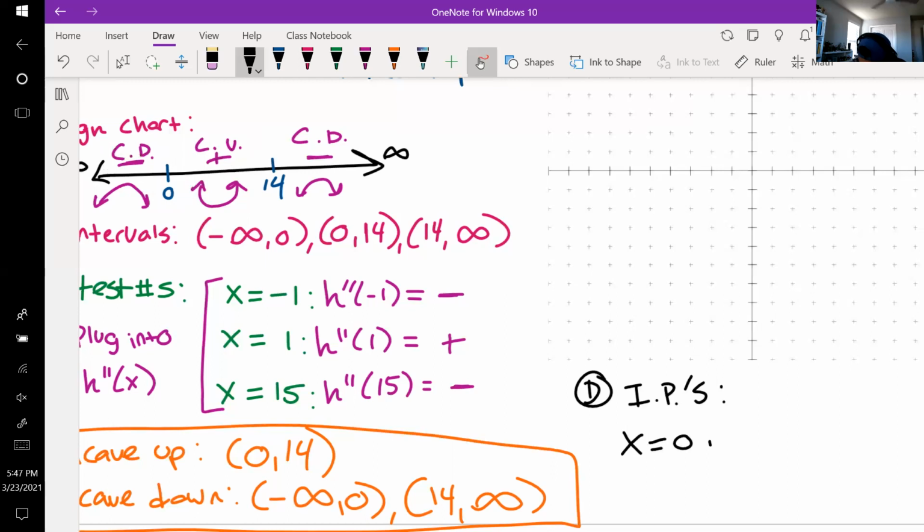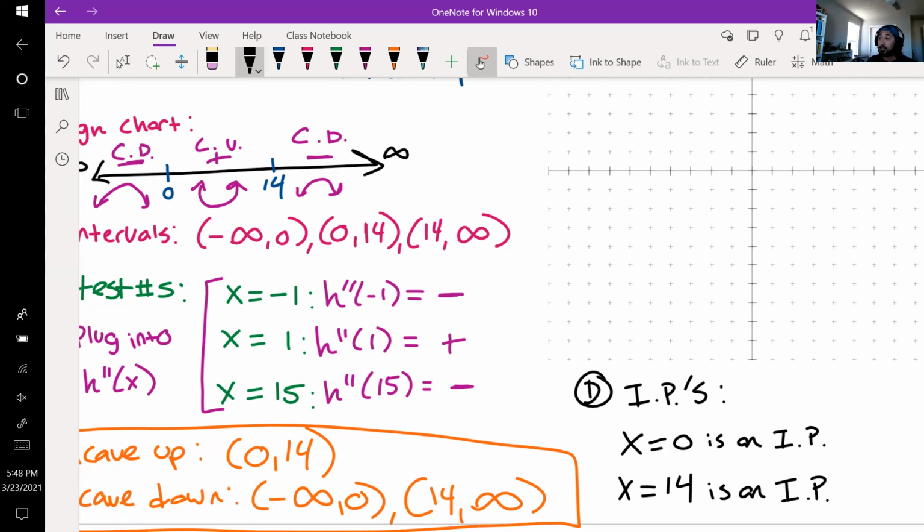What about 14? Tell me about 14. Do the signs change at 14? Well, the same thing happened. We go plus and minus. Good. So since the signs change, this means that 14 is an inflection point. And then we just plug them into h of x, right? Exactly. Good. See, repetition is key, just like last time.